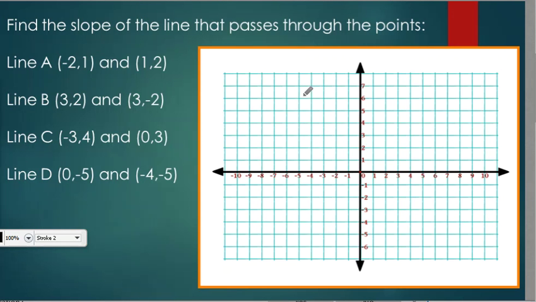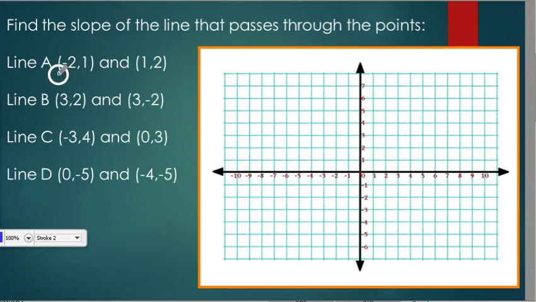Okay, so we're going to practice this a little bit more. We are going to find the slope of the line that passes through the points, and we are going to do that by graphing and counting. So line A passes through the point -2, 1 and 1, 2. So let's go ahead and plot those 2 points, draw our line, and then find our slope.